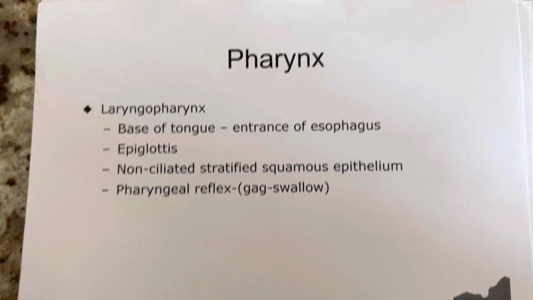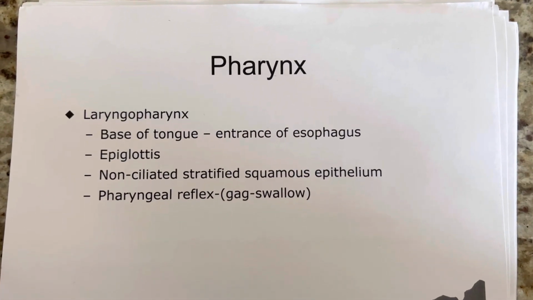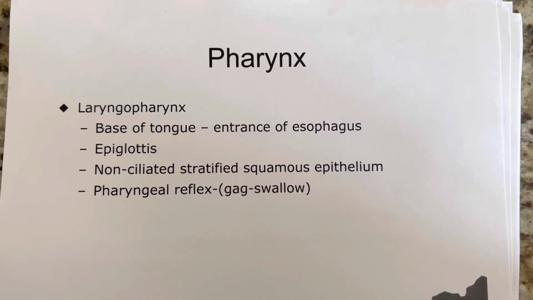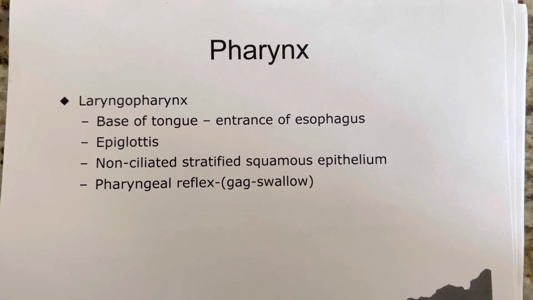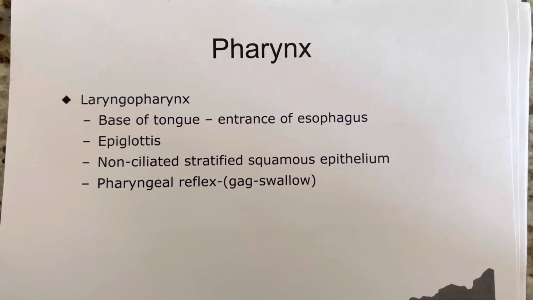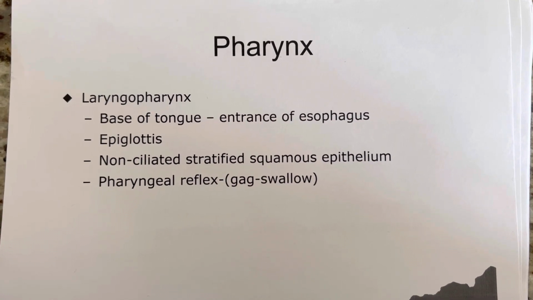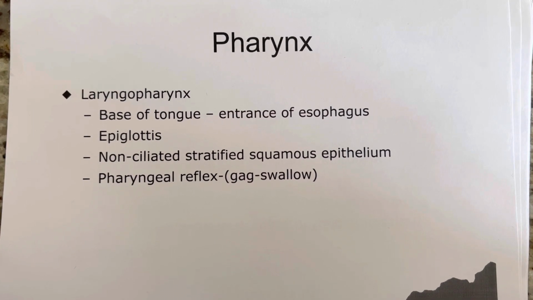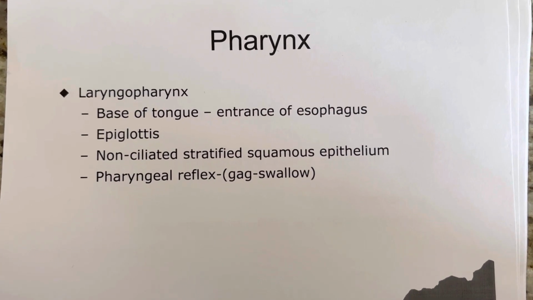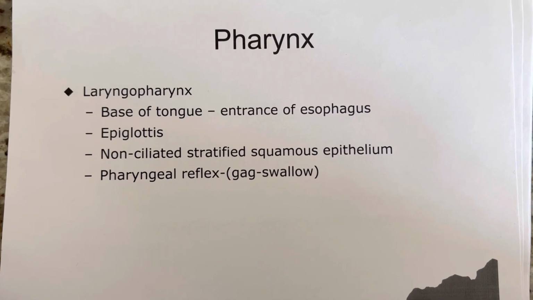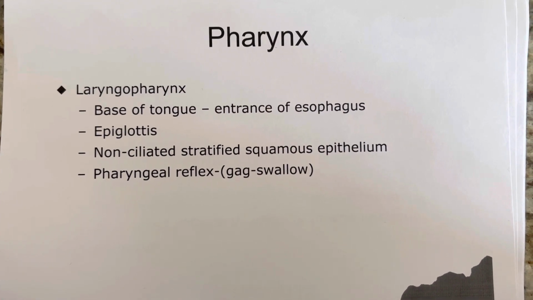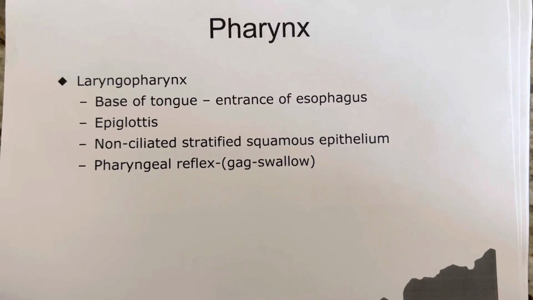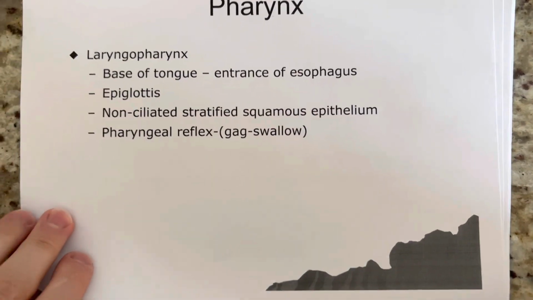This is the pharynx. Laryngopharynx: base of tongue, entrance of esophagus. It has the epiglottis and non-ciliated stratified squamous epithelium. Pharyngeal reflex: gag, swallow. The laryngopharynx is from the base of the tongue to the entrance of the esophagus.